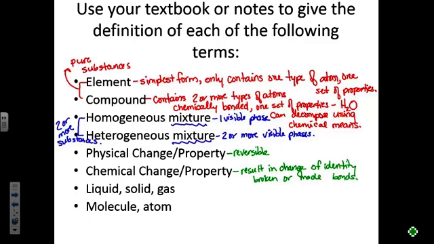Okay, then we have liquid, solid, and gas. The thing to think about here is whether you have a defined volume and whether you have a defined shape. So solids have defined volume and shape. Liquids have a defined volume, but an indefinite shape.